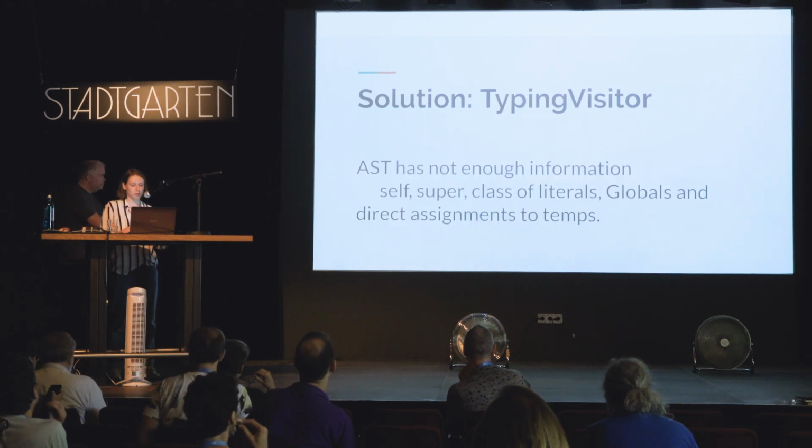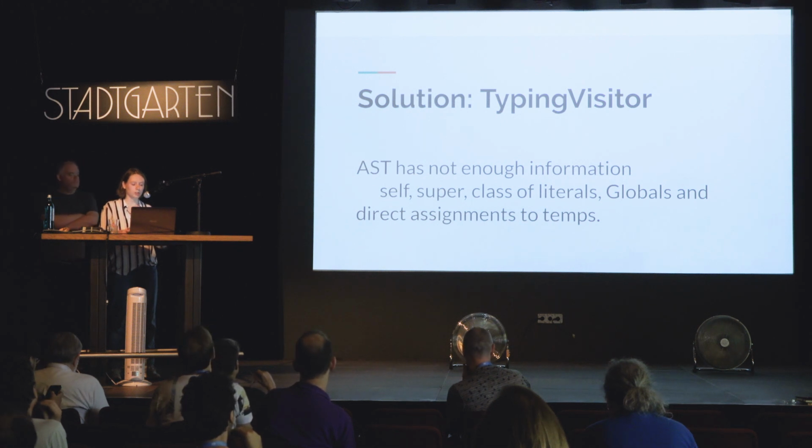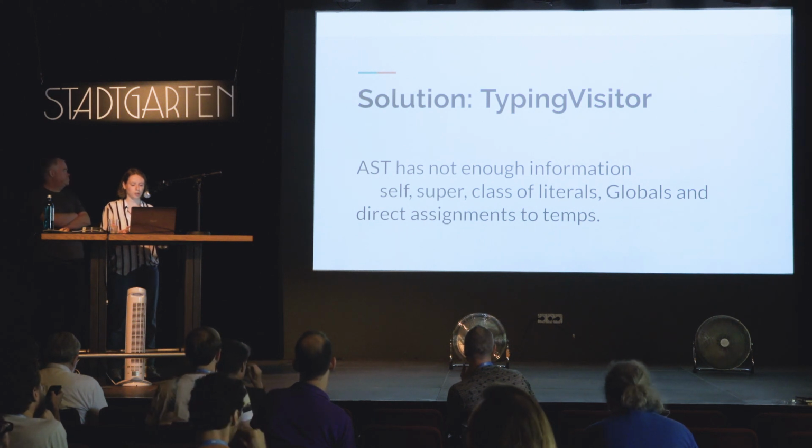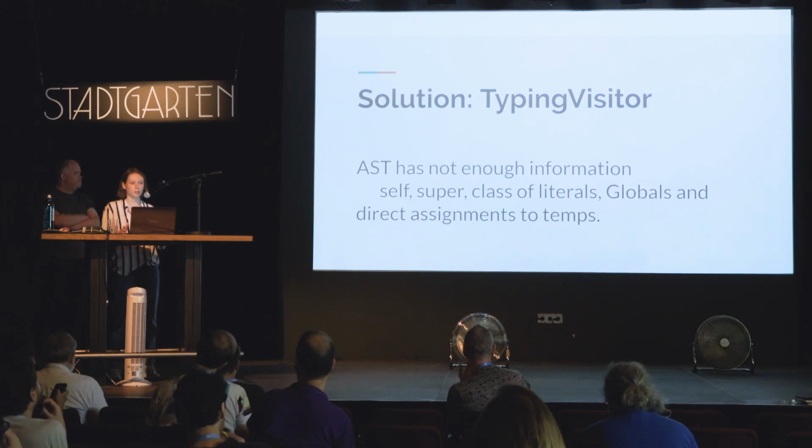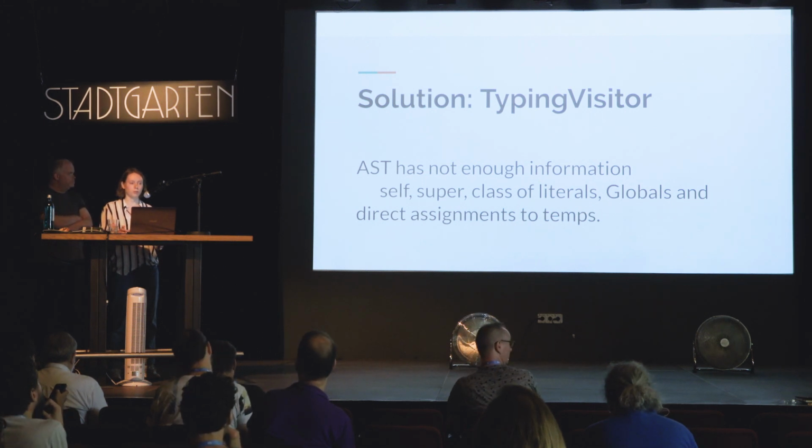So the type-in visitor itself, the AST in general does not have enough information. It is pretty useful in most cases, but the type information is only available for some things, for example super, self, global variables, or direct assignment attempts. So there are cases when we lose it. If we have, for example, a double message sent, then we are already unable to specify the type.